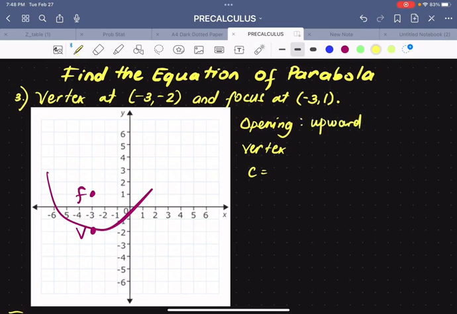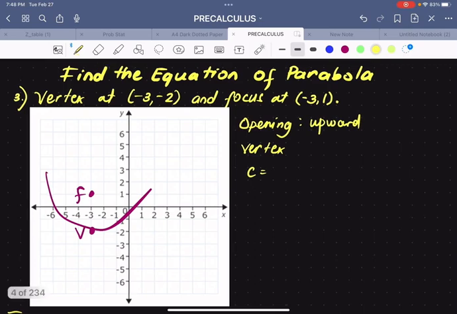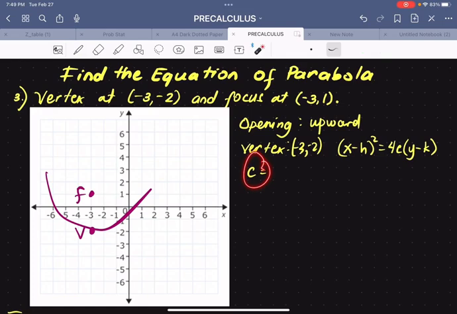Okay, so since it opens upward, we're going to use the formula x minus h quantity squared equals 4c times y minus k. So let's determine the vertex. So the vertex is given already, negative 3, negative 2, and the value of c, or the focal length, that is the distance from the vertex to the focus. So the distance of the focus from the vertex. So this is our focus. 1, 2, 3. So the value of c is 3.